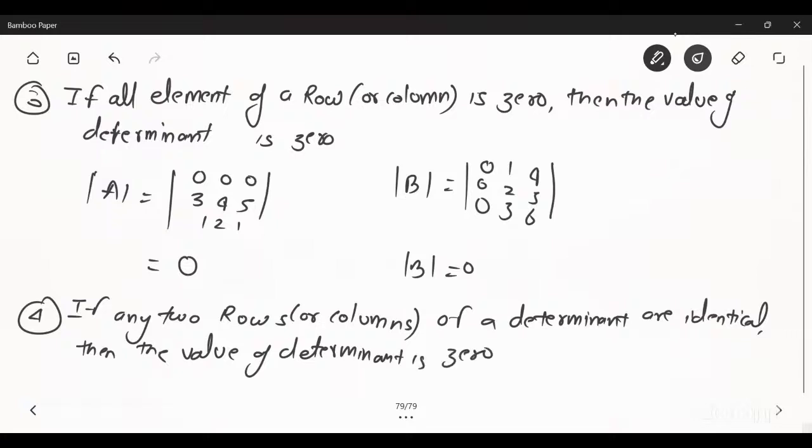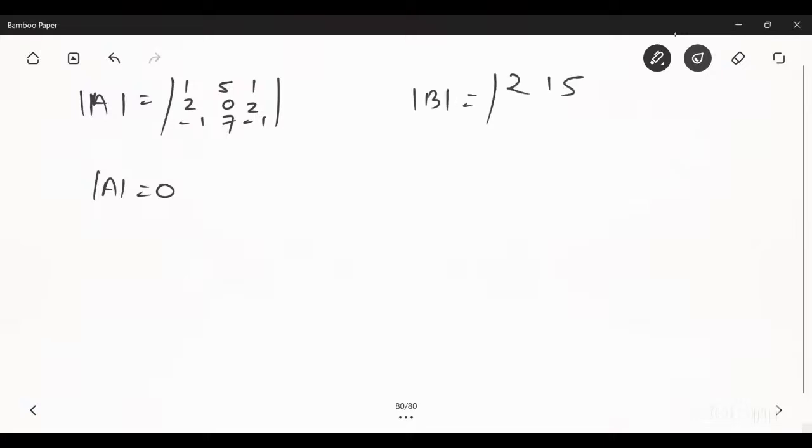That means, suppose A is the determinant in which the elements are 1, 2, minus 1, 5, 0, 7, and 1, 2, minus 1. In that case, column 1 and column 3 are equal, so the value of the determinant is 0. And in B, with rows 2, 1, 5, 2, 1, 5, 0, 1, 0, R1 and R2 are equal, so the value of determinant B is 0. Means if any two rows or any two columns are equal, then the value of the determinant is 0.